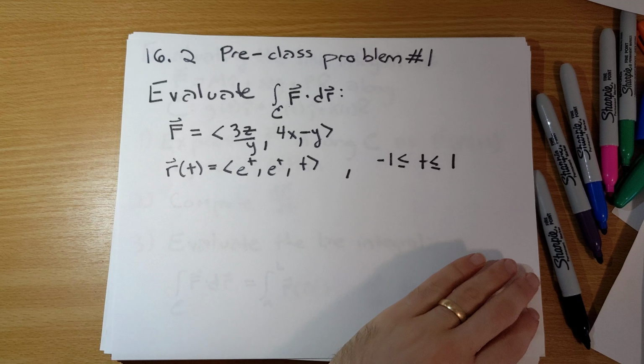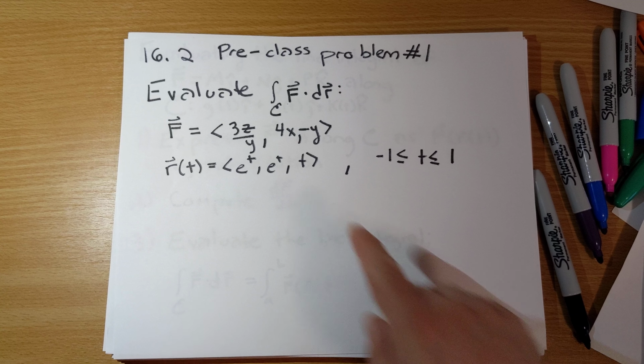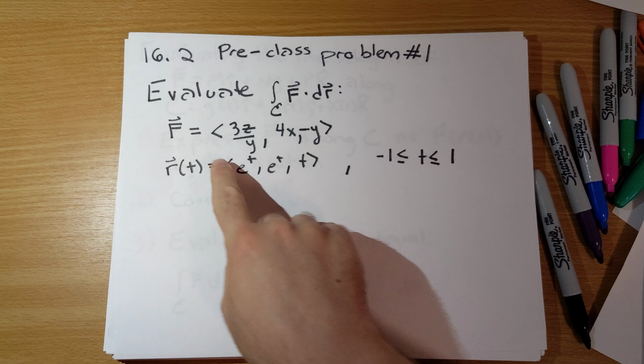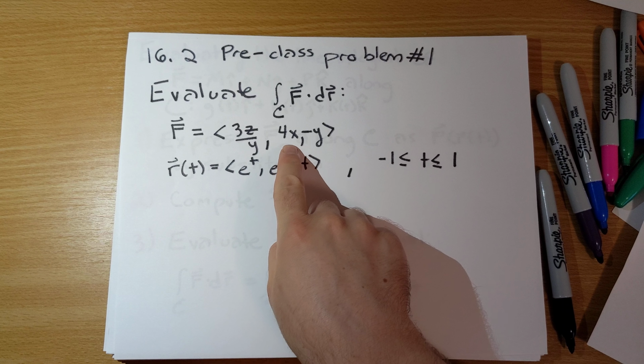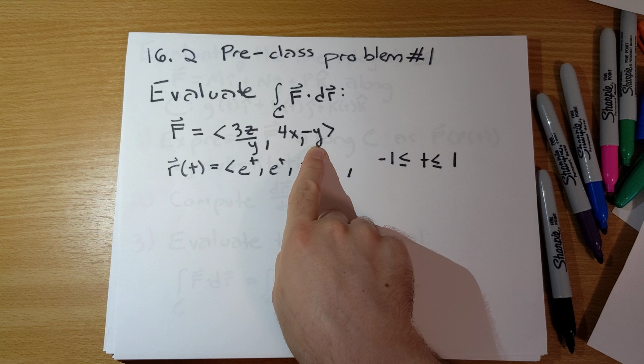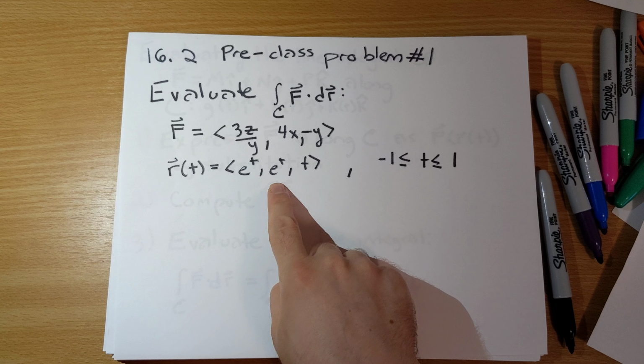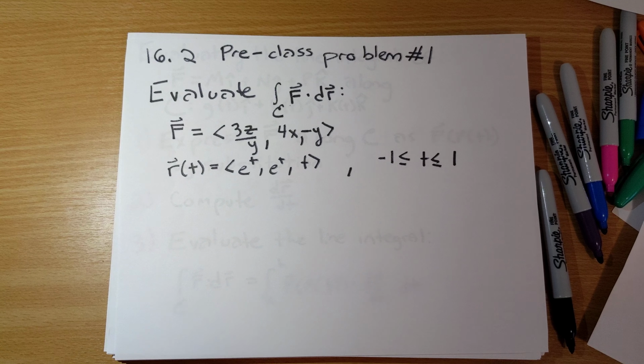Here's a pre-class problem for you to do. Evaluate the vector line integral f dot dr, where f is 3z over y, 4x, comma, negative y. R of t is e to the t, e to the t. T runs from -1 to 1.